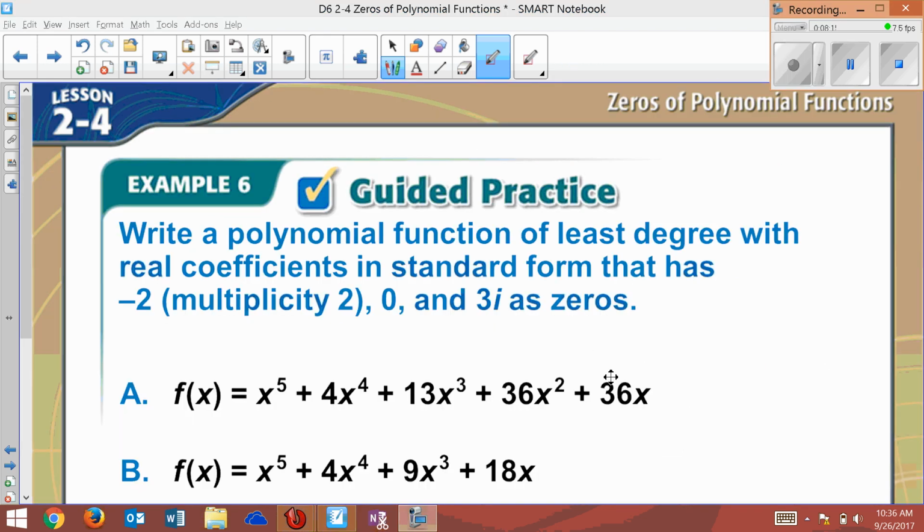Now, you can try one. I would recommend you just write out the linear factorization though. Note that if your zero is 0, that's just going to be x. And remember, multiplicity would mean x plus 2 squared for that one. All right? So keep that in mind.